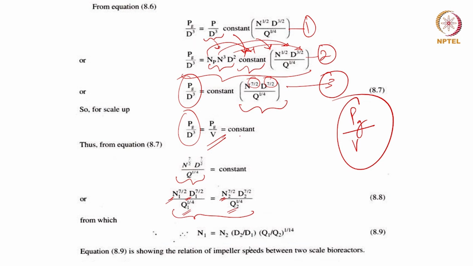If the linear scale ratio is known, then your impeller speeds at the two scales can be related by the equation shown here.